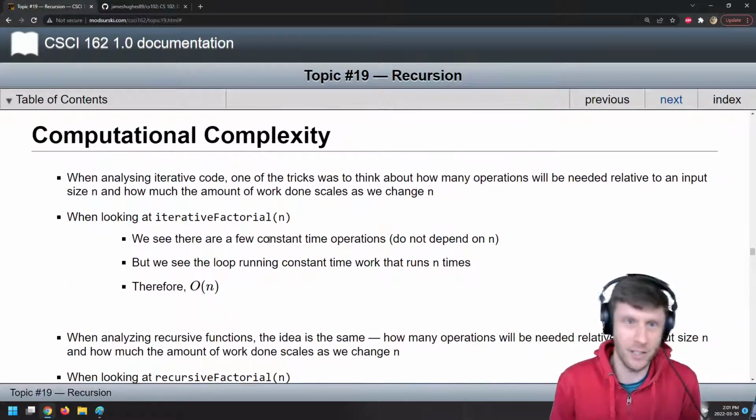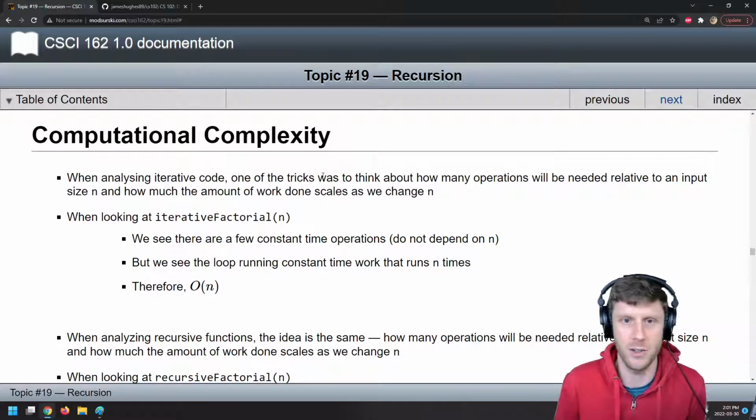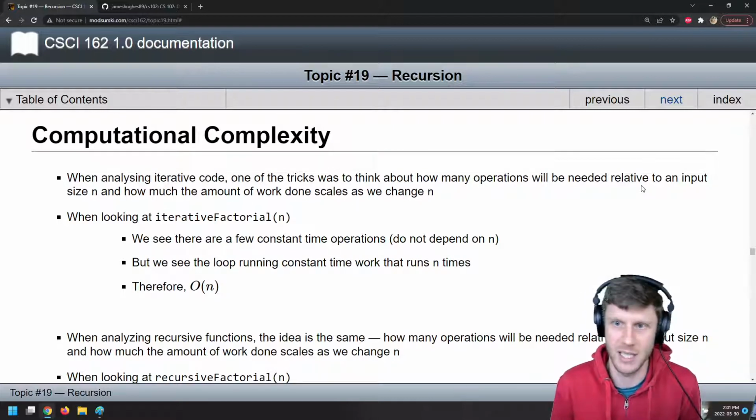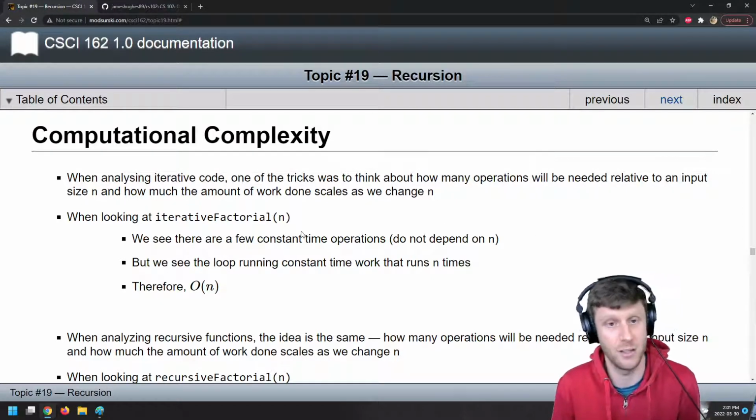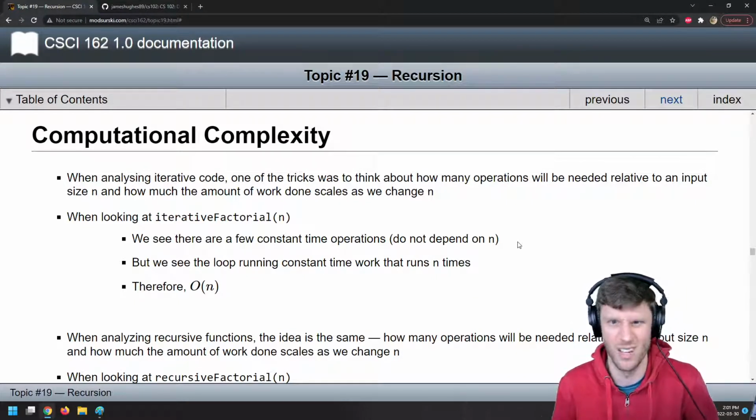Okay, when analyzing iterative code, one of the tricks was to think about how many operations we need relative to an input size n, and how much the amount of work done scales as we change n. When looking at iterative factorial n, we see that a few constant time operations do not depend on n, but we see the loop running constant time work that runs n times in total.